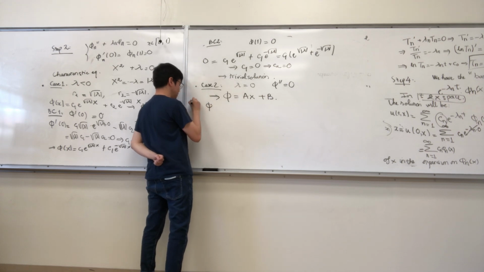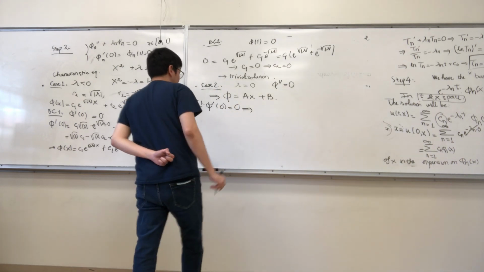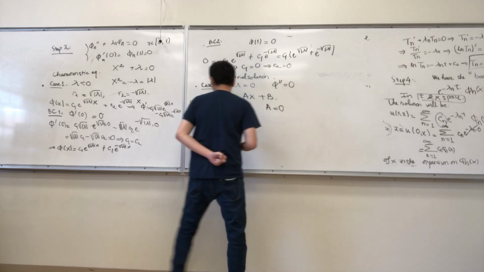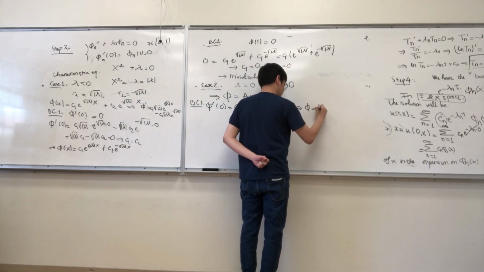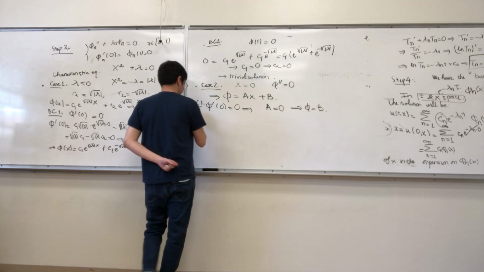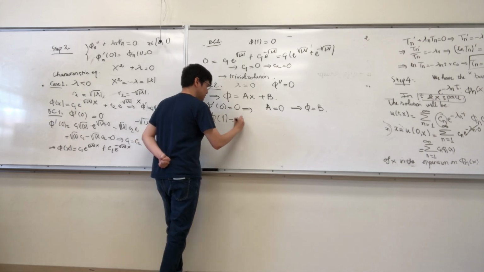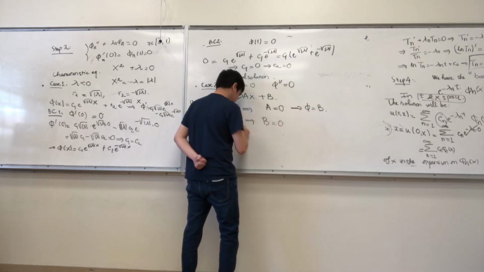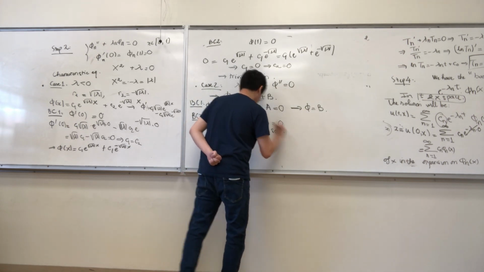So now you use the boundary condition number 1. Phi prime at 0 is 0. This implies that a is 0, right? So phi will be b, which is a constant. Boundary condition number 2, phi of 1 is 0, which also means that b is 0. So this again gives you a trivial solution. Alright?